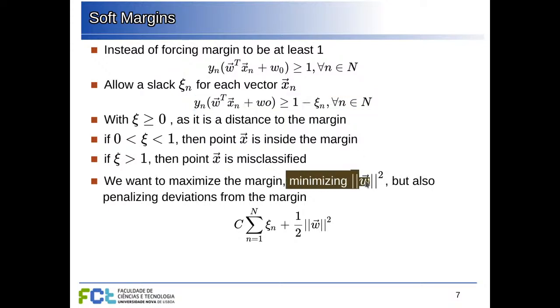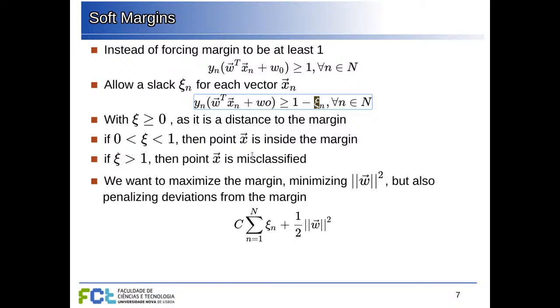We want to do the same minimization on the norm of the vector that determines the discriminant plane, but we don't want these slack variables to be very large. So let's add a penalty here. We want to minimize this plus this penalty, this C factor, multiplied by the sum of all these slack variables. So all the slack variables that are 0, this means that the point does not need to penetrate the margin, and this will not penalize anything.